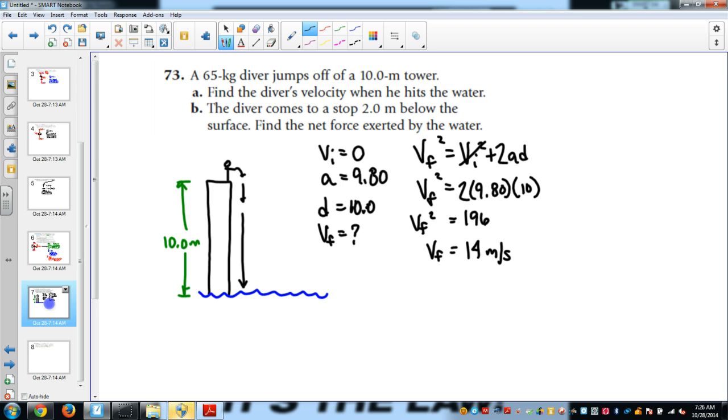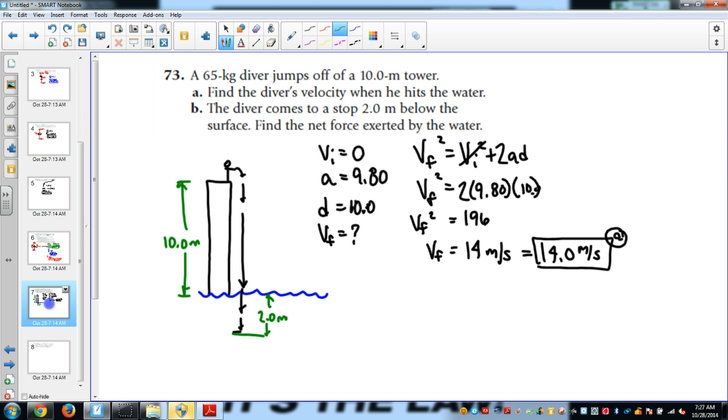So I think I can go one more significant figure, because this has 10.0. So yeah, 14.0 meters per second. That's part A. Part B says the diver comes to a stop 2 meters below. So he comes to rest down here, 2 meters below the surface.